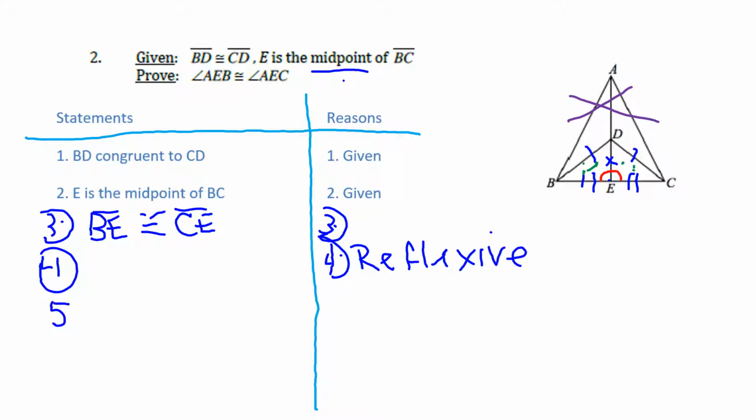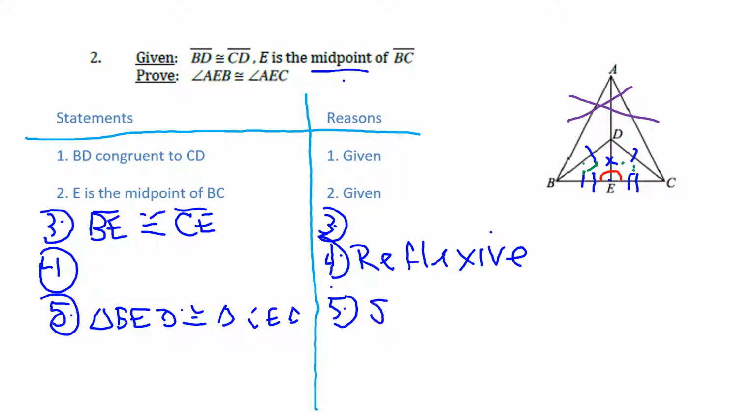For number 5, you are going to say that triangle BED should be congruent to triangle CED, and make sure when you do this you're naming them in the proper order. So B corresponds to C, E corresponds to E, D corresponds to D. And my reason for that one is side, side, side.